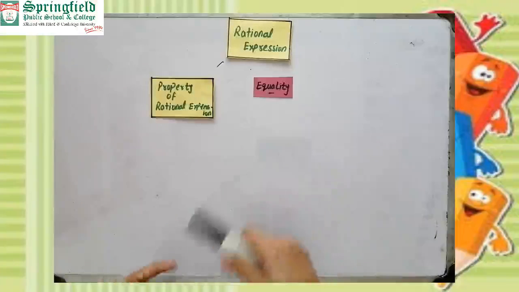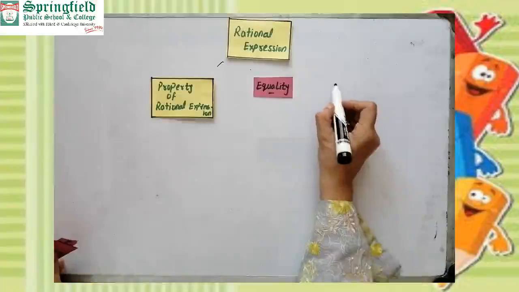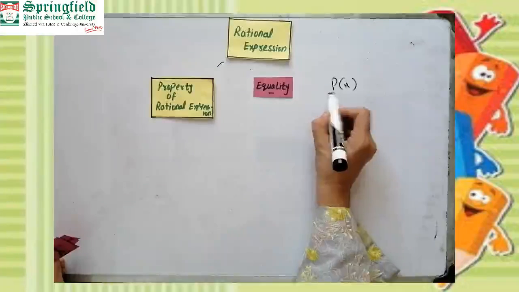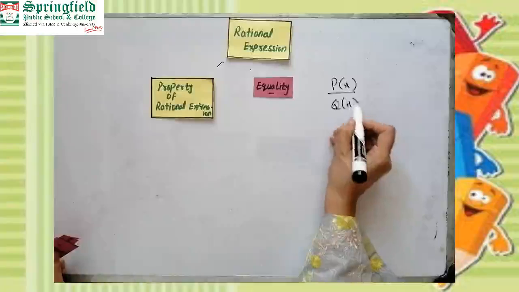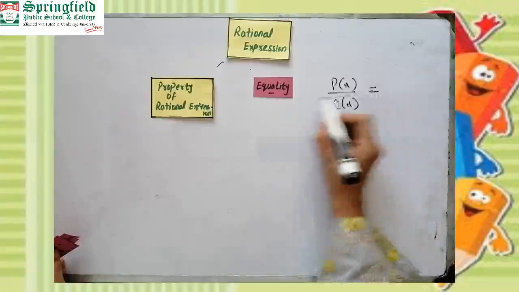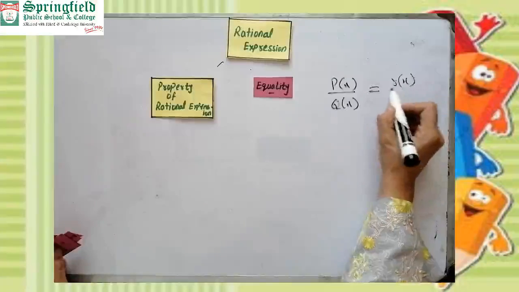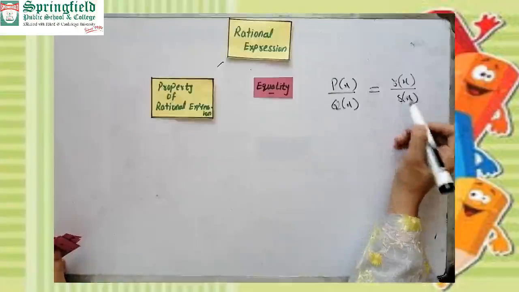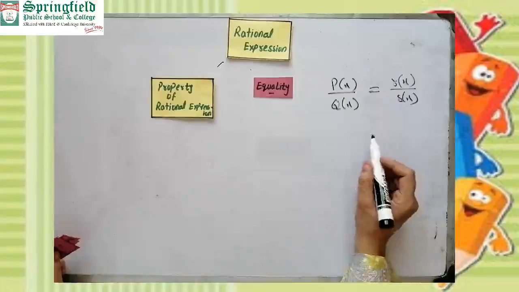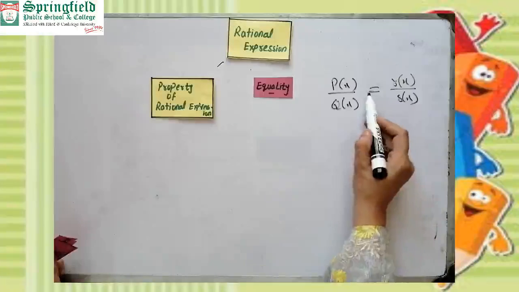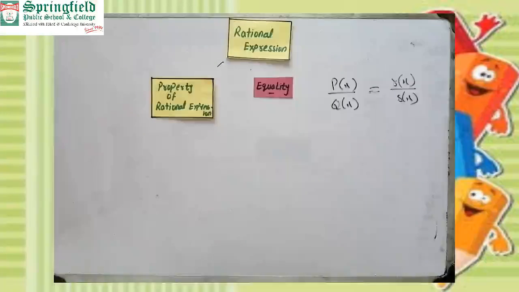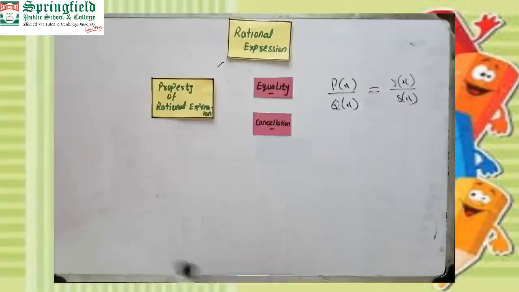Let's suppose p of x divided by q of x is equal to r of x divided by s of x. There are four algebraic expressions. So when the equality property is used, it means we will use the equal sign. And then the cancellation property is the second property.